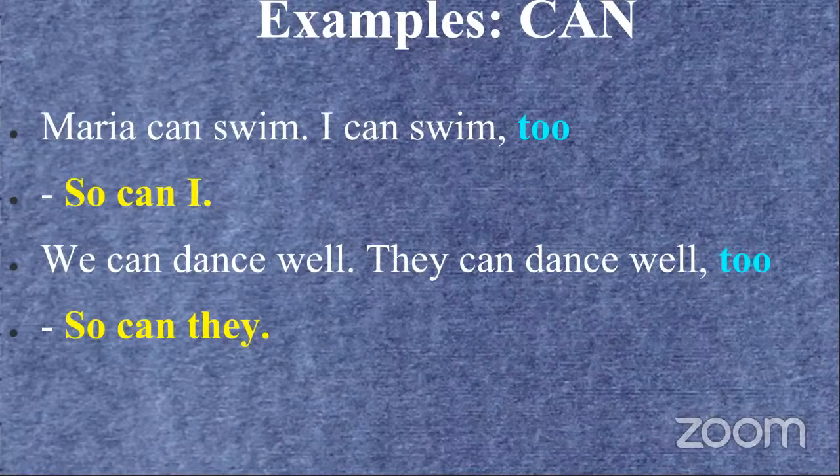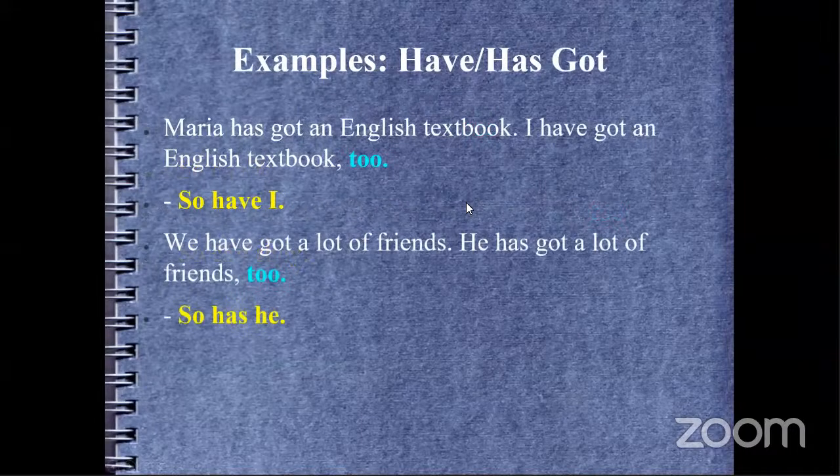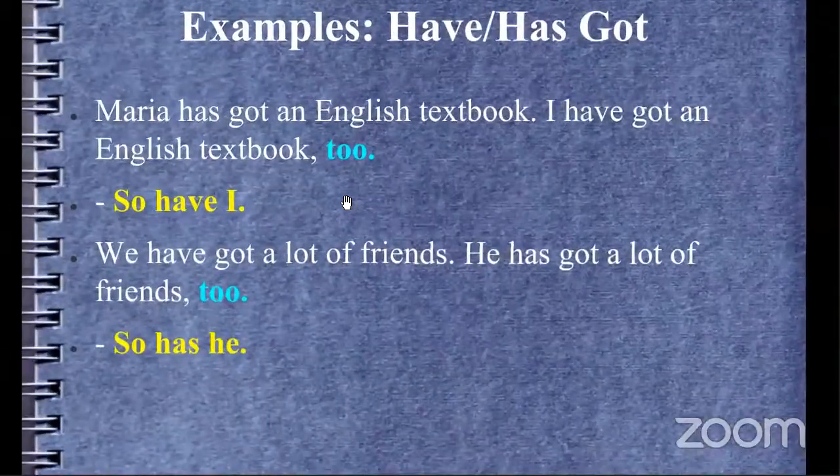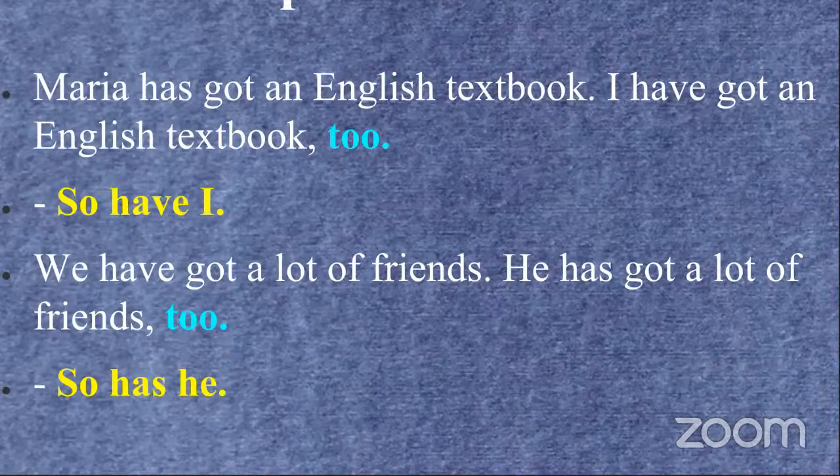We can dance well, so can they. Now we have one example, now with the verb to have. Let's take a look at these examples. Once again, we have two different sentences. Sentence number one, Maria has got an English textbook. Sentence number two, I've got an English textbook too.